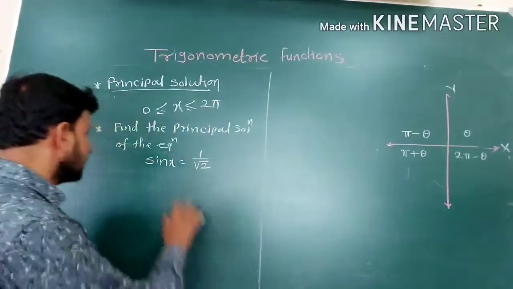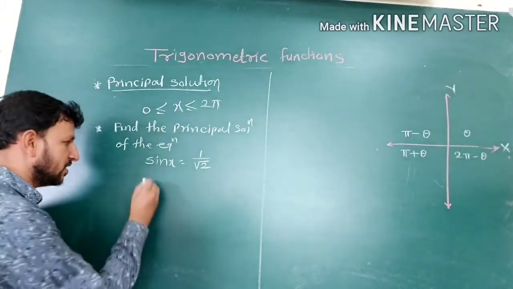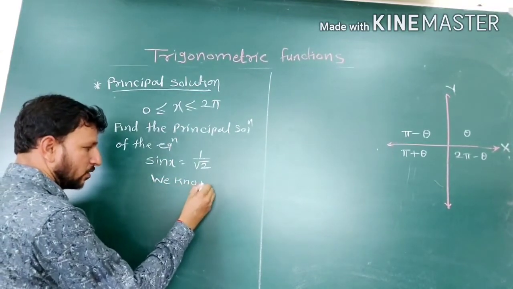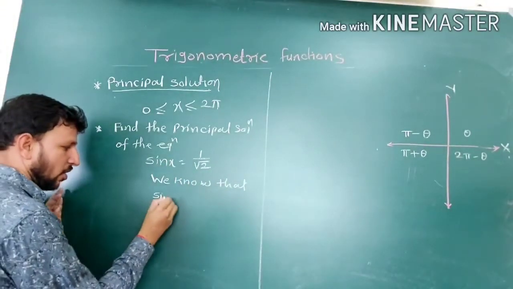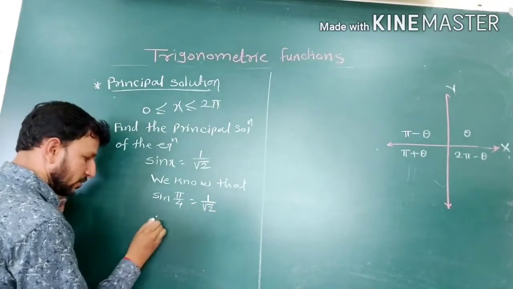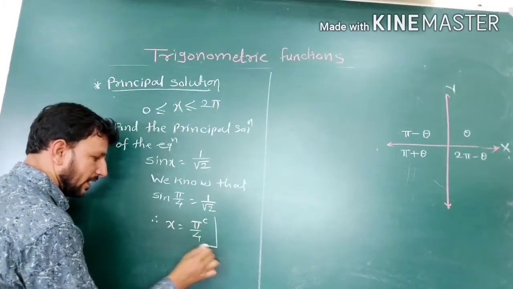So let us see here, the sine function of angle x is given as 1 by root 2. We know the sine function value for the angle pi by 4 is 1 by root 2. So I am writing this: we know that sine of angle pi by 4 is 1 by root 2. Therefore, the first solution obtained is x equals pi by 4 radian.